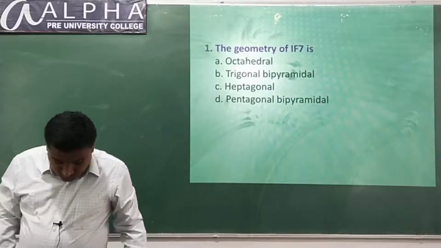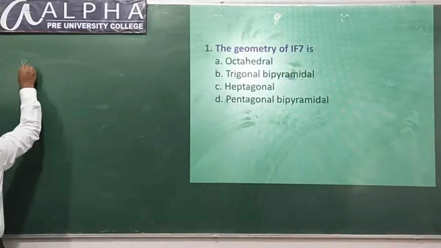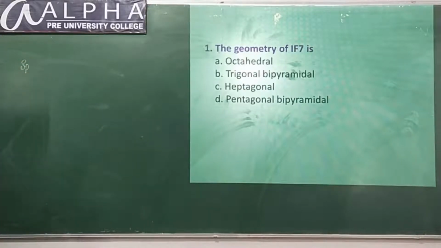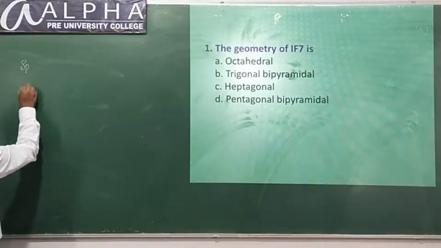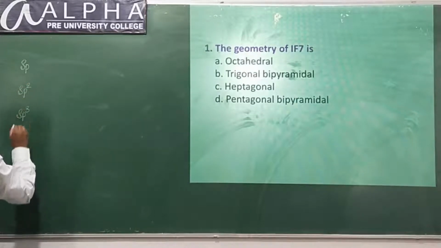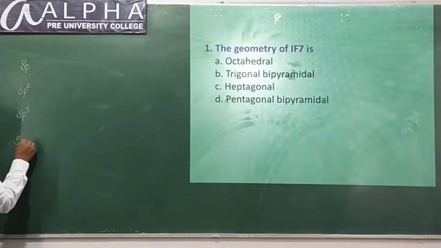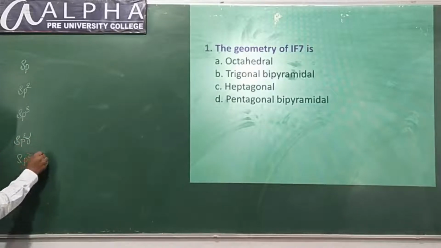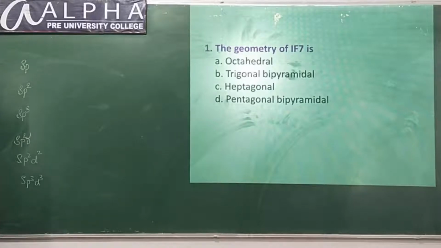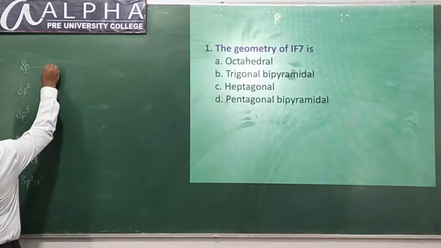We have sp3 hybridization, or let us start with the sp hybridization, sp2 hybridization, sp3 hybridization, sp3d hybridization, sp3d2 hybridization, sp3d3 hybridization. So like this, we have got so many types of hybridization. Now what is the shape of sp hybridization?